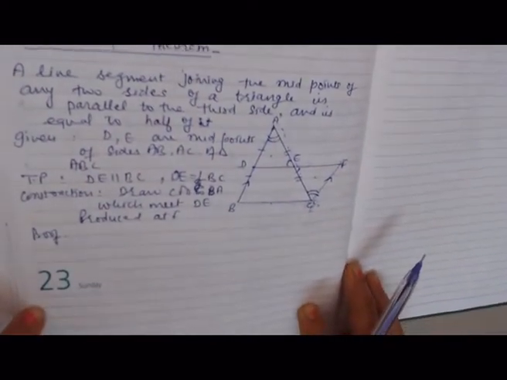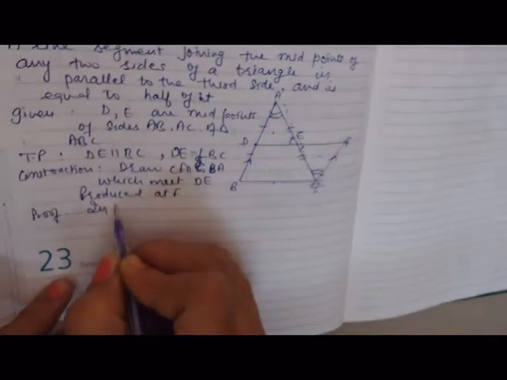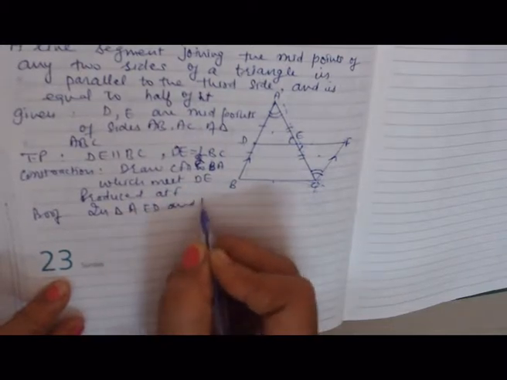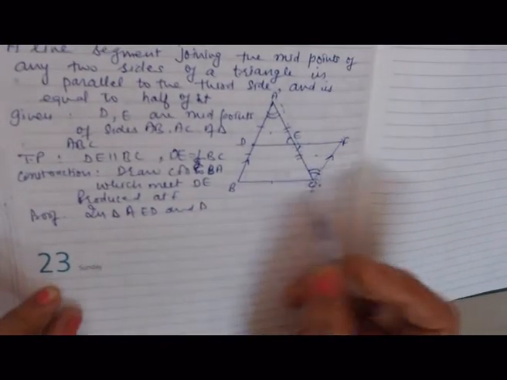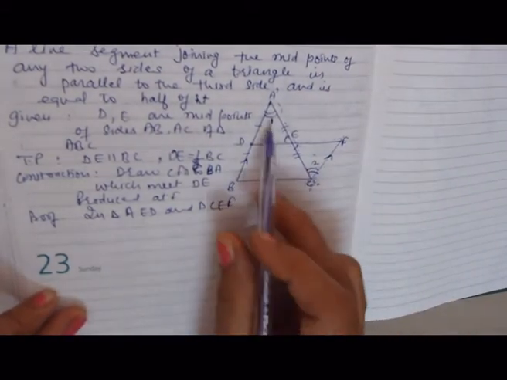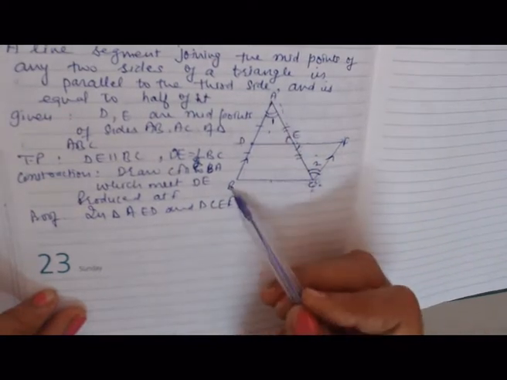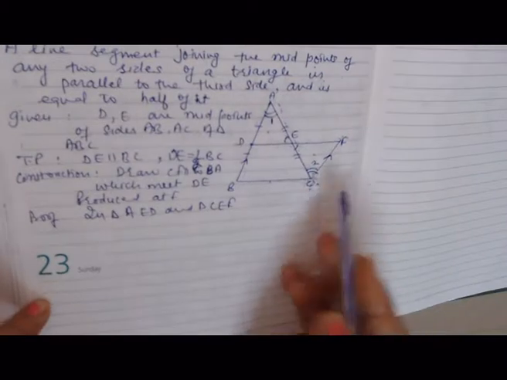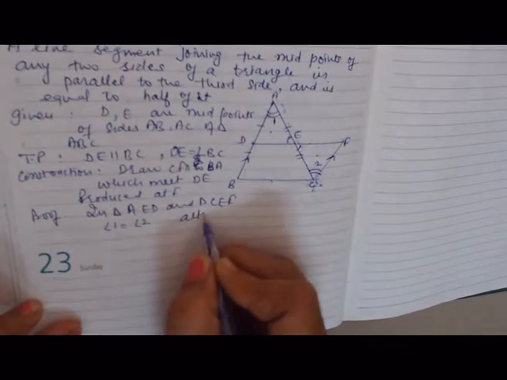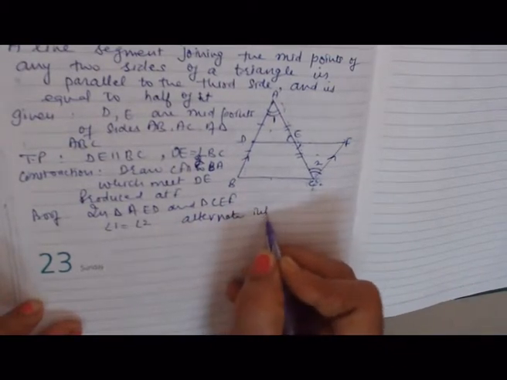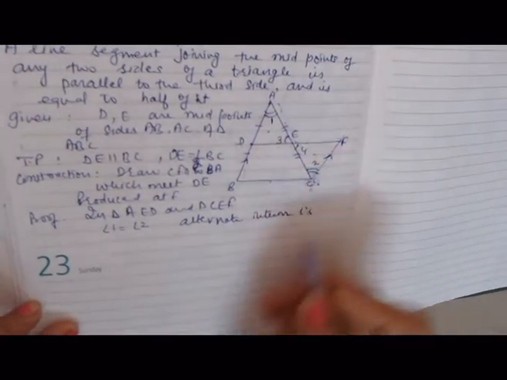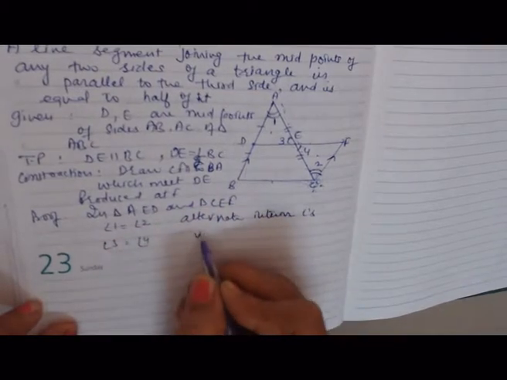Now we take triangle AED and triangle CEF. In these triangles, angle 1 is equal to angle 2. Given CF is parallel to AB, so this angle is equal to this angle, that is the alternate interior angle. Angle 1 is equal to angle 2, alternate interior angles. And angle 3 is equal to angle 4, that is the vertically opposite angle.